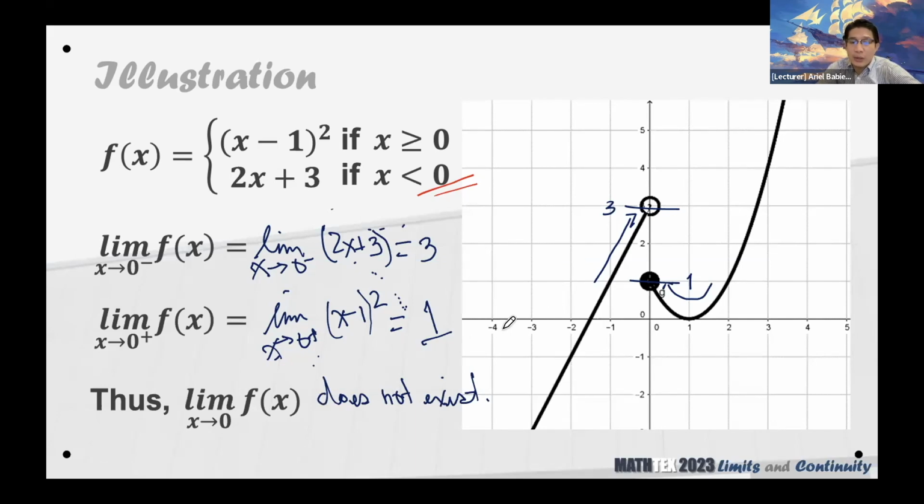Okay, sige. So this is an example of a limit that does not exist. So that is one indicator. If the limit from the left is not equal to the limit from the right, then the limit does not exist. Okay?